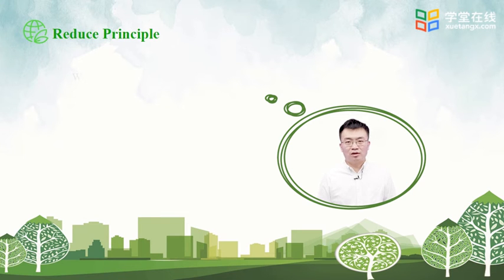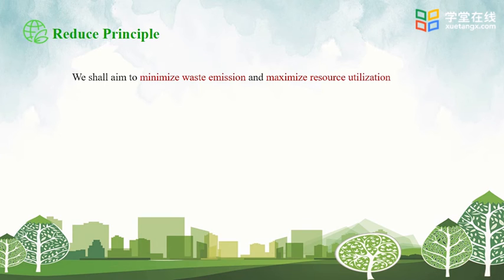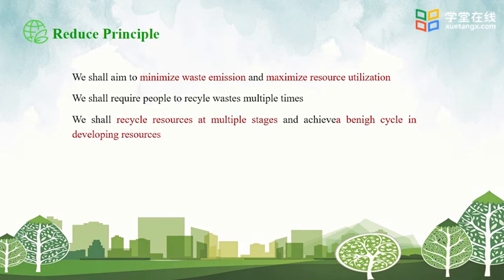Lastly, we'll talk about the recycle principle. This is the principle that we should focus on at the output end. It has 4 requirements. First, it requires us to minimize waste emission and maximize resource utilization. Second, it requires people to utilize and recycle wastes multiple times. Third, it requires us to recycle resources at multiple stages and achieve a benign cycle in developing resources. Finally, it requires us to minimize the emission of pollutants. These are the requirements of recycling at the output end.